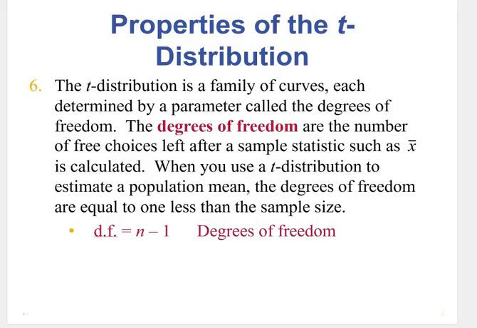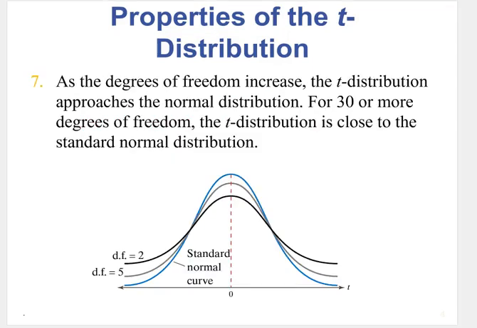The last property is that the t-distribution is actually a family of curves, and each curve depends on what we call the degrees of freedom. Degrees of freedom is just the sample size minus 1, so it's not a difficult thing to find. Once you have found your degrees of freedom, then you can look to see which curve belongs to you. Let me give you a breakdown of what these curves look like in property number 7.